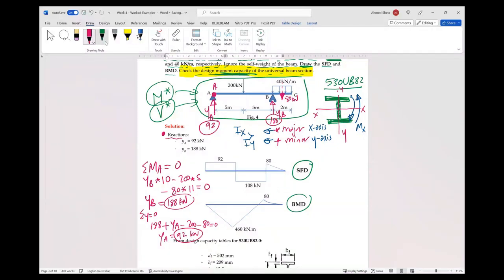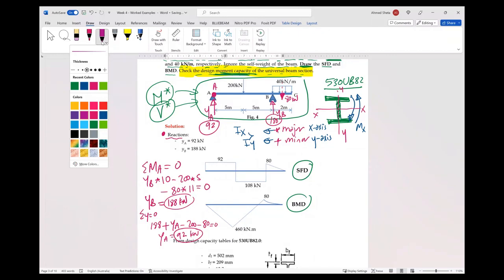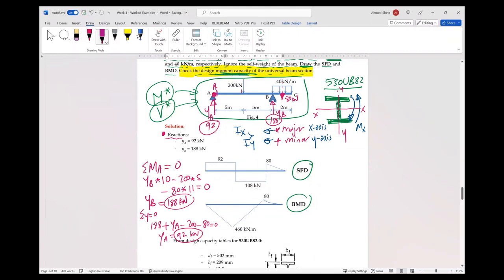So how can we draw the shear force and bending moment diagram? For the diagram, if we divide the beam into some sections to help us draw, we have section 1, 2, 3, 4, 5, 6. The shear at section 1 is 92 up. From 1 to 2, we don't have any load, so it will be straight, 92 kilonewton. Then from 2 to 3, we have 200 down, so we will reach 108.